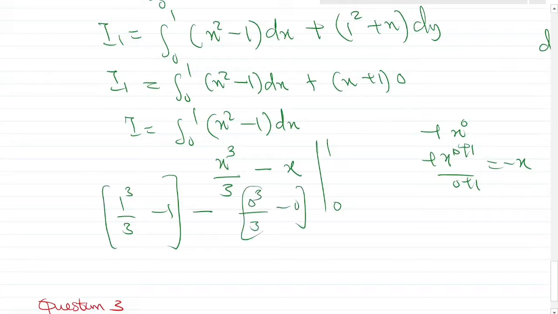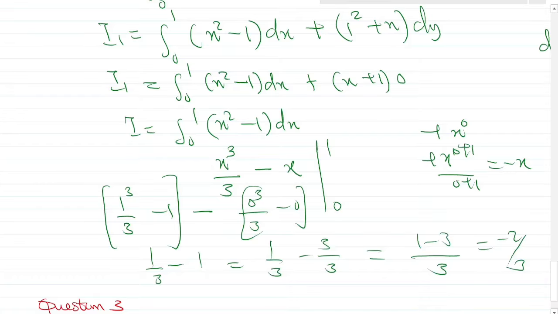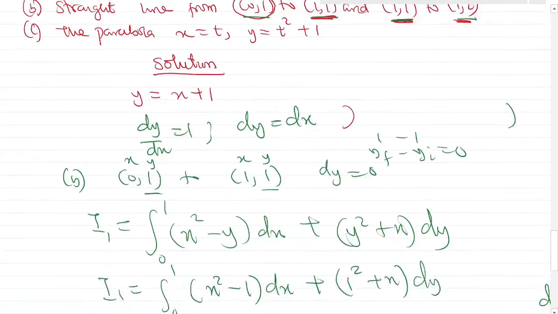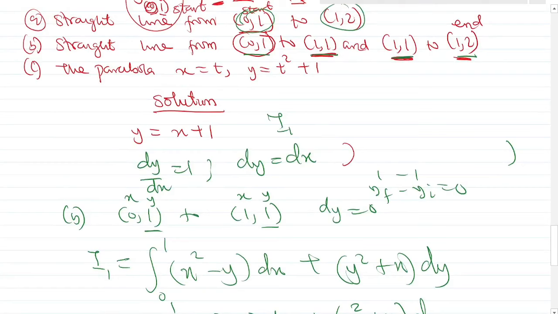So everything here will be 0. So the answer will just be 1 over 3 minus 1, which is 1 over 3 minus 3 over 3, and that will be 1 minus 3, which is minus 2 over 3. So that's for the I1. Don't forget, let me write it somewhere here: I1 equals minus 2 over 3.